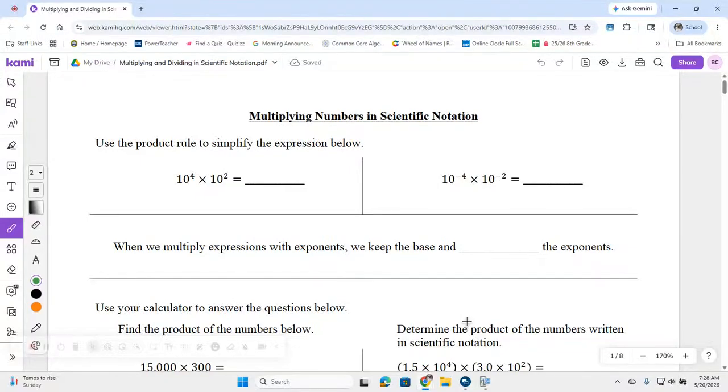Today we're going to be multiplying numbers in scientific notation. To do this, we're going to use a rule that we learned in our exponent unit. When we're multiplying exponential expressions with the same base, 10 to the fourth times 10 to the second, we keep the base and we add the exponents.